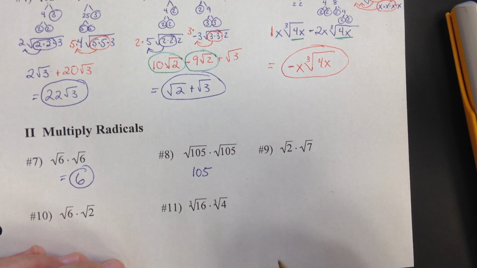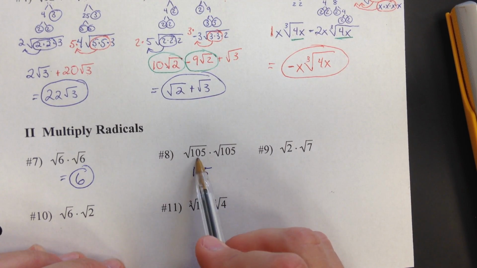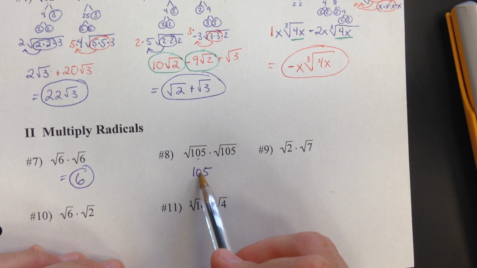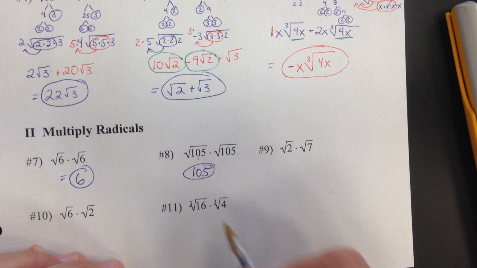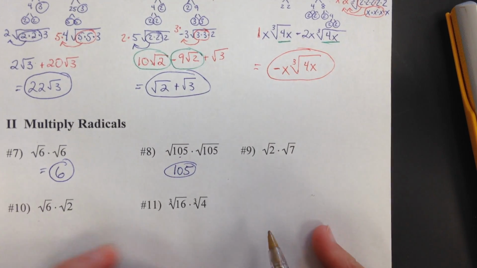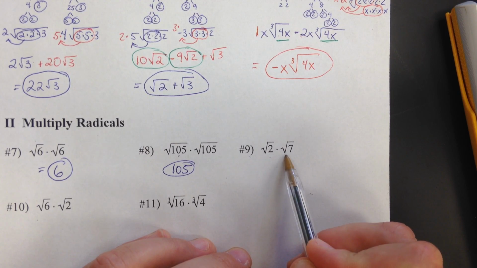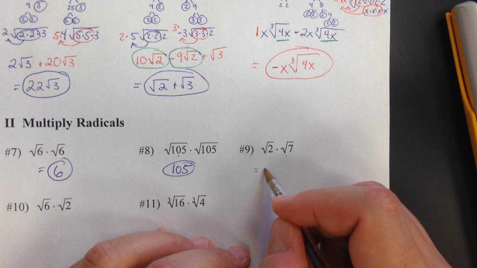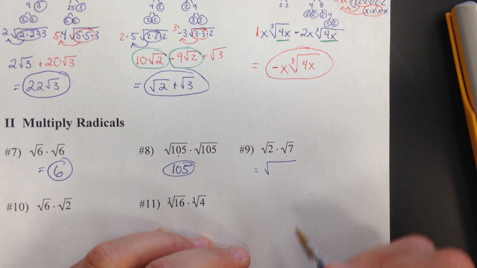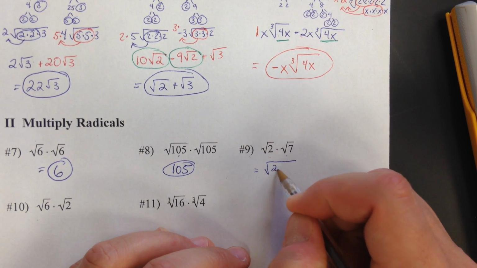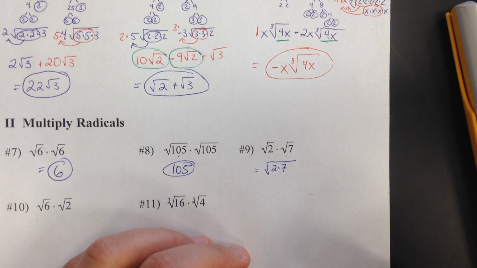So it looks like what happens is that when you multiply a radical times itself, you're going to get that number. And the reason that's going to happen, number 9 is a little different. When you multiply radicals, what we're allowed to do is write that as one single radical, and you can multiply the two numbers underneath.